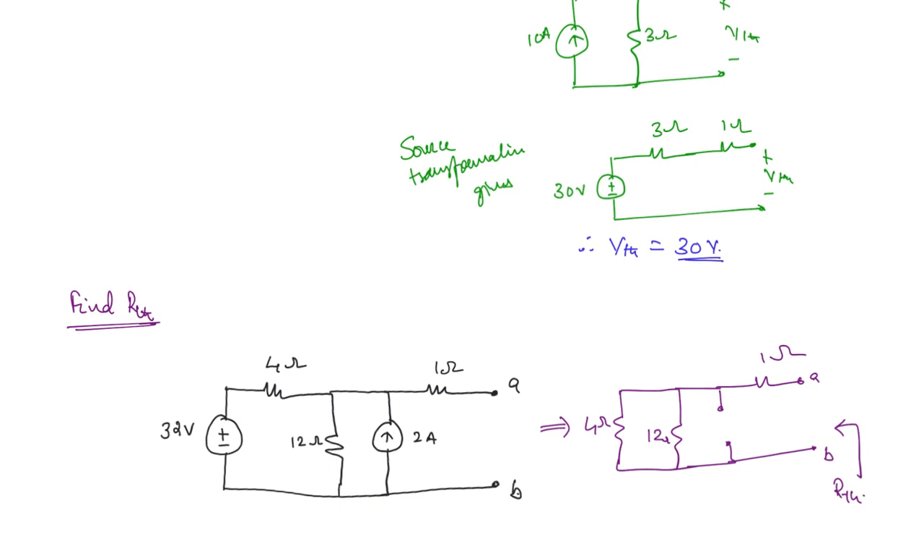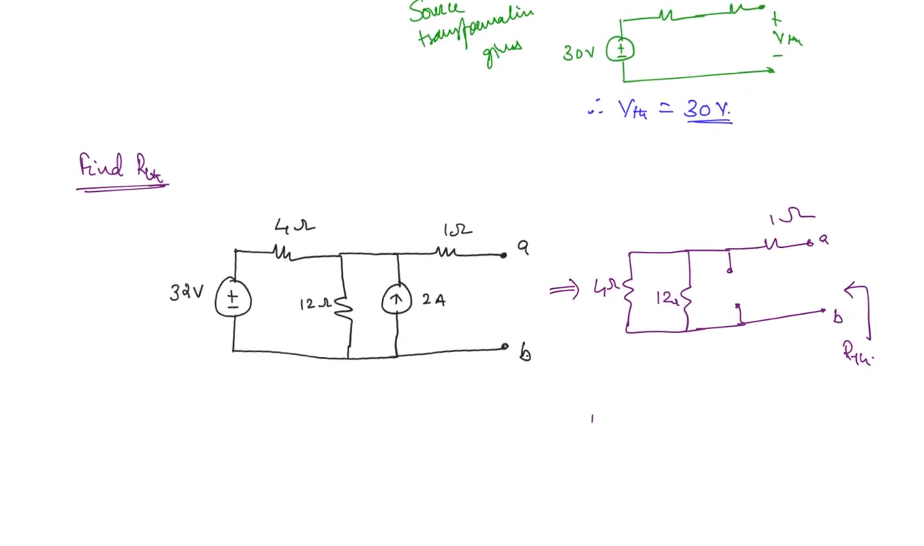So you can see here that you have 1 ohm which is in series with this combination, and this combination is 4 ohms in parallel to 12 ohms. So what are you going to get here? RTH is equal to 1 plus 4 ohms parallel to 12 ohms. 4 ohms parallel to 12 is, we have found previously, 3 ohms. So 3 plus 1, you're going to get 4 ohms.